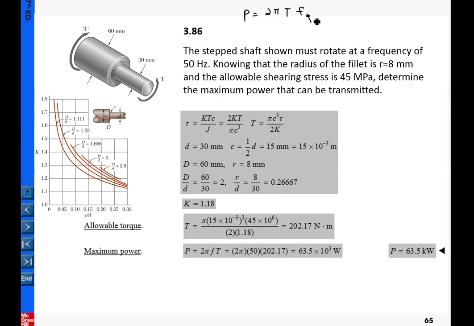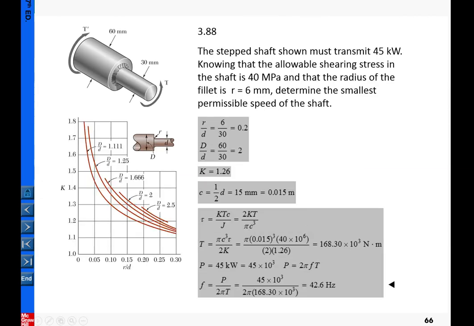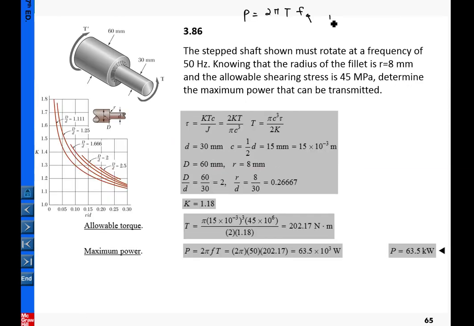And here the F is the speed of rotation, and F is in Hz, in hertz, and P is power. For example, if we are in Newton meters, then the power should correspondingly be in, we'll look at that one, watts. So in watts. So we'll look at this problem here.